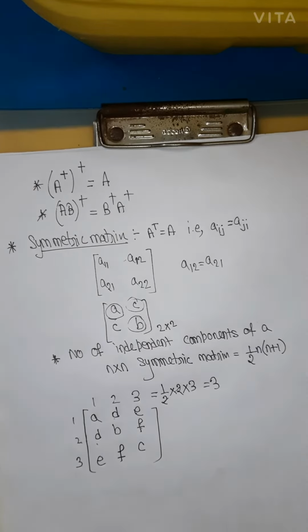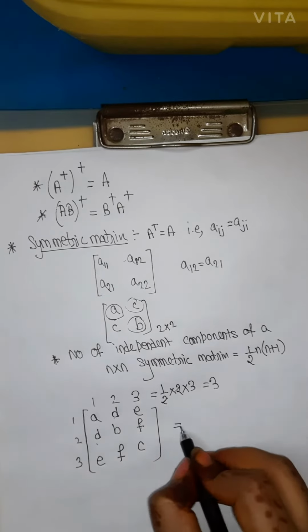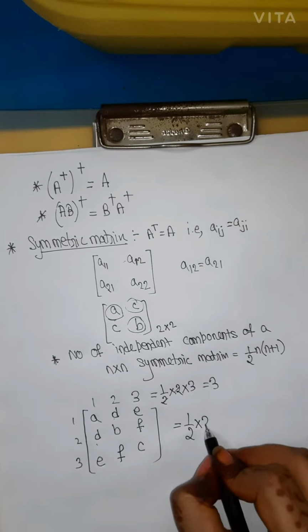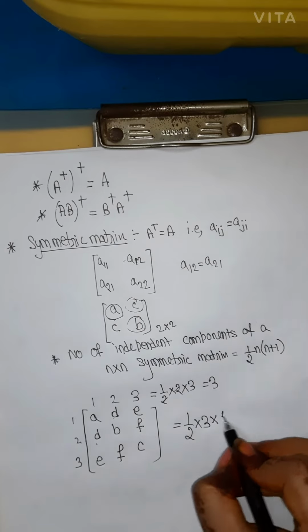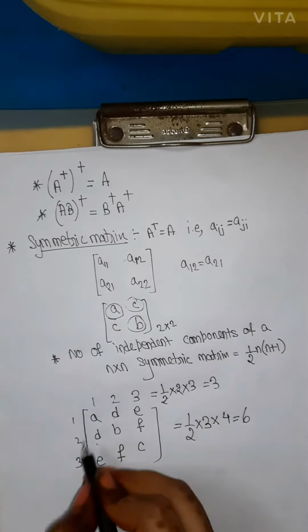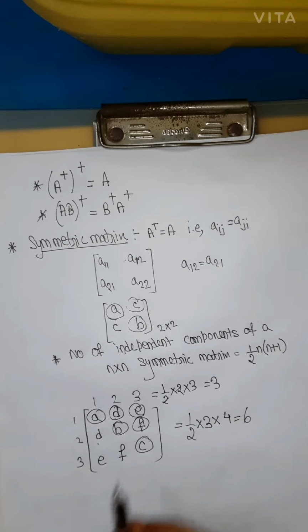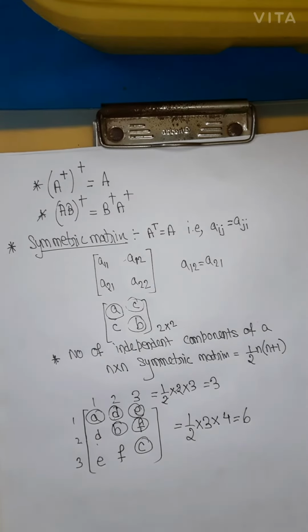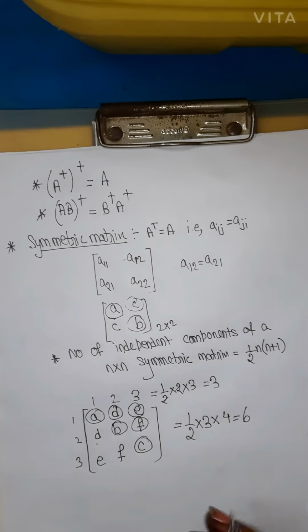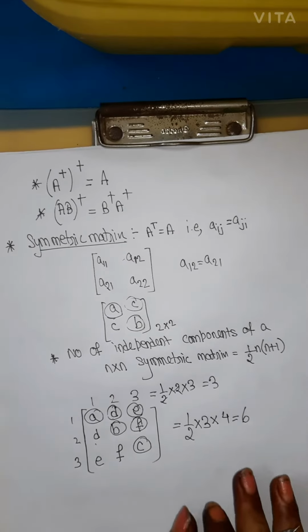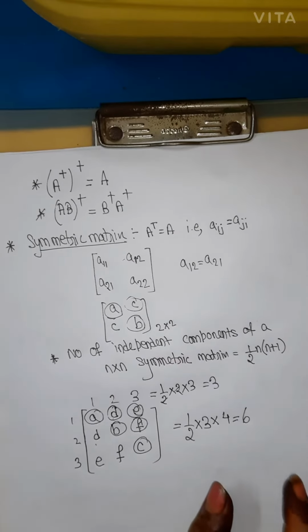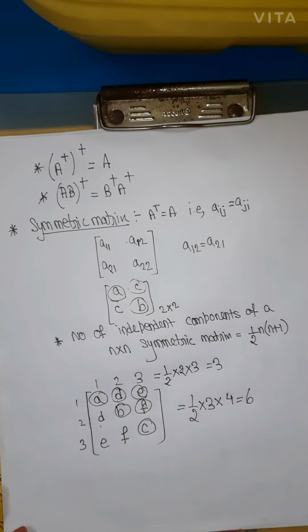That is F. Here the independent components must be half into 3, meaning n into n plus 1 must be 6. We have 1, 2, 3, 4, 5 and 6. So the number of independent components can be calculated by looking at the order only, that is, how many independent components there are in a square symmetric matrix.